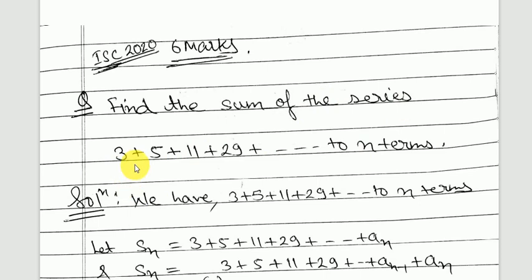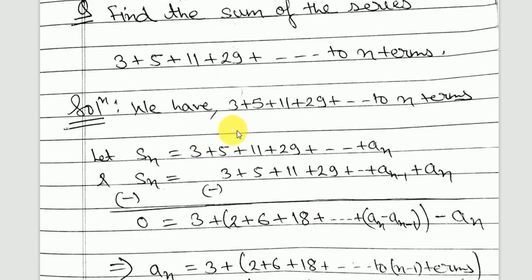So clearly, if you observe, the terms are neither in AP nor in GP. But before we find the sum for n terms, we should know how each term of this series is written. That means I have to know the nth term. So for that, as we are finding the sum of n terms, let the nth term be denoted by an.